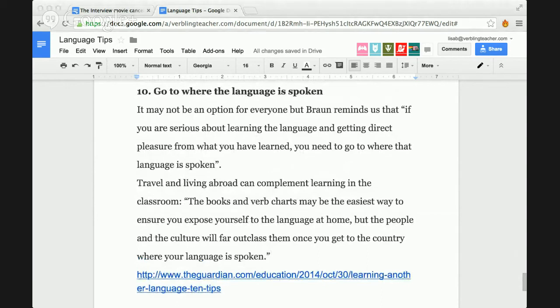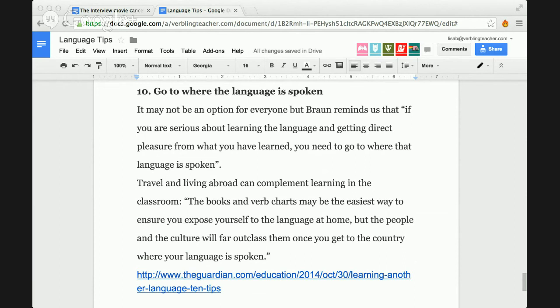Go to where the language is spoken. It may not be an option for everyone, but Brown reminds us that if you are serious about learning the language and getting direct pleasure from what you have learned, you need to go to where that language is spoken. Travel and living abroad can complement learning in the classroom. The books and verb charts may be the easiest way to ensure you expose yourself to the language at home, but the people and the culture will far outclass them once you get to the country where the language is spoken.